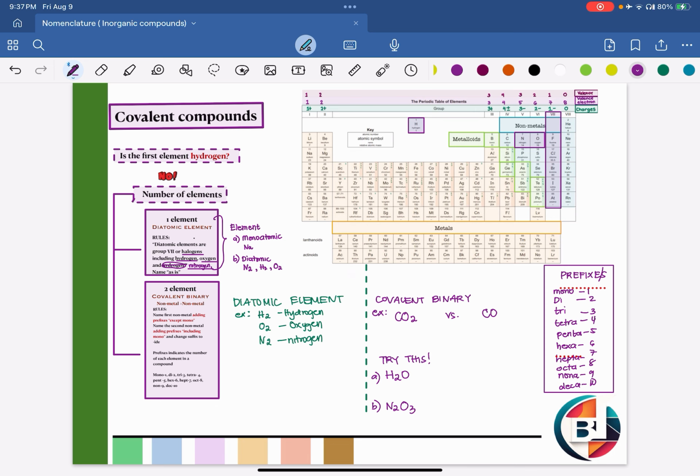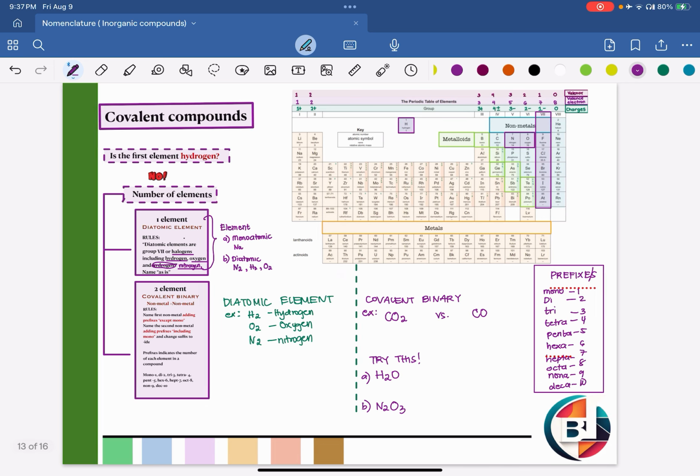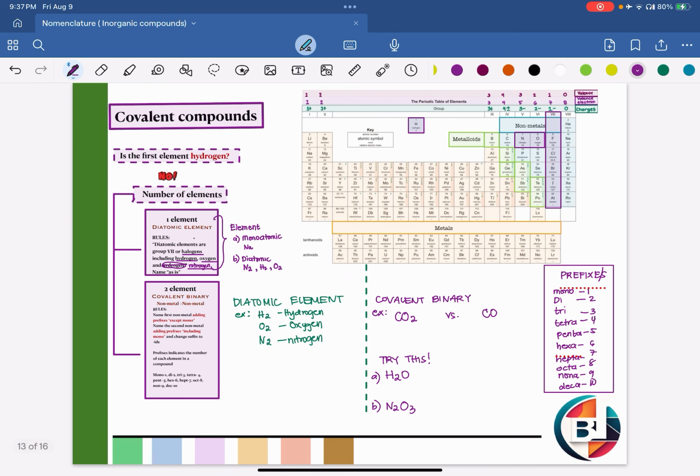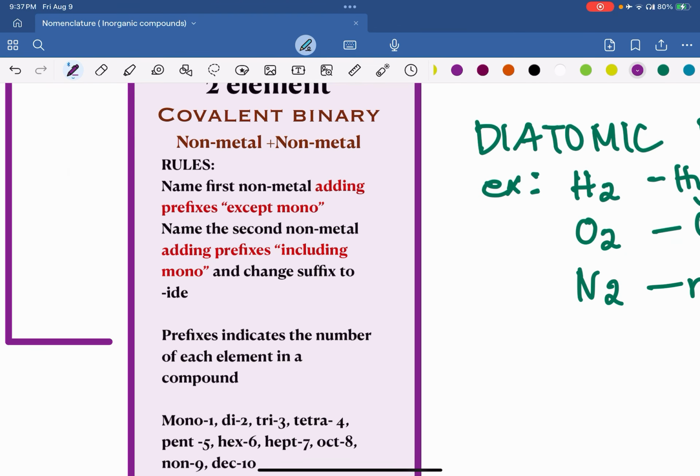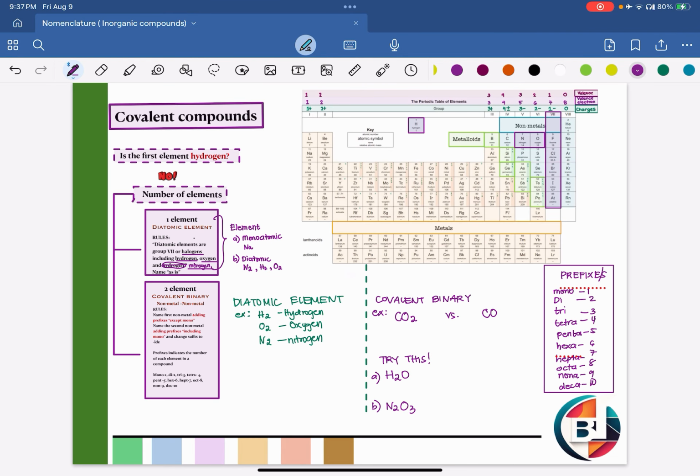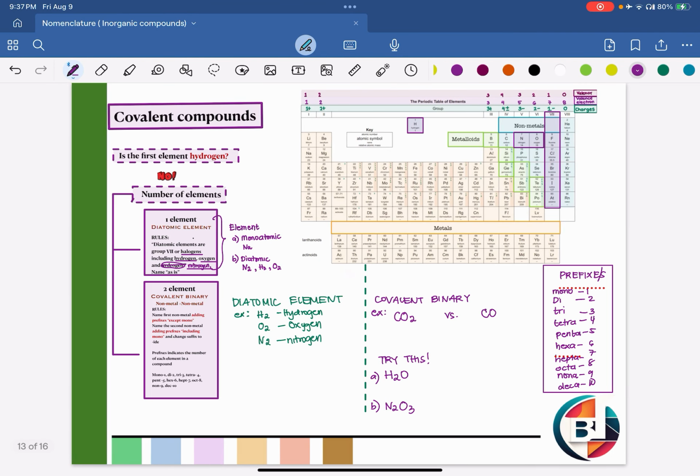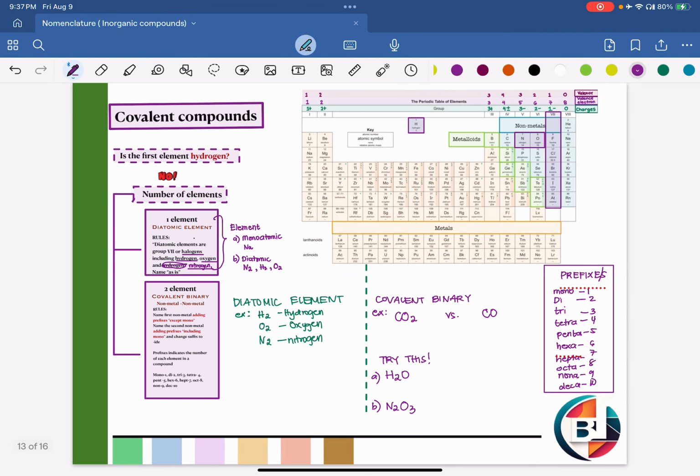Moving forward, we have covalent binary. Remember that covalent binary is composed of 2 nonmetals. Let's focus on the rules. The first nonmetal should be named as is, and you just need to add prefixes. What are these prefixes? We have mono if it has 1, di is 2, tri is 3, and so on and so forth.